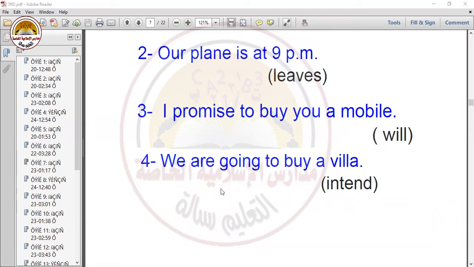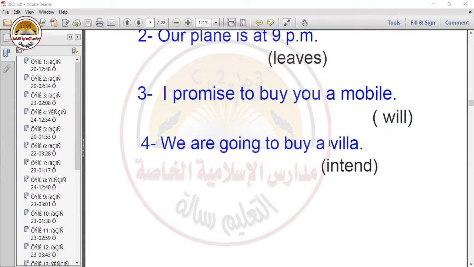Number four, we are going to buy a villa. Use intend. We use verb to be plus going to if we have intention. So remove are going to and put intend. Very good. Yes, replace it with intend. We intend to buy a villa. Very good.